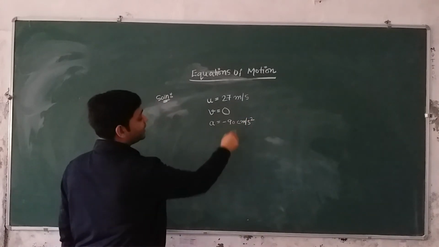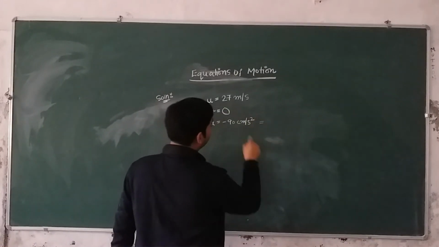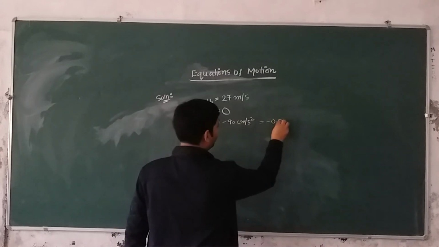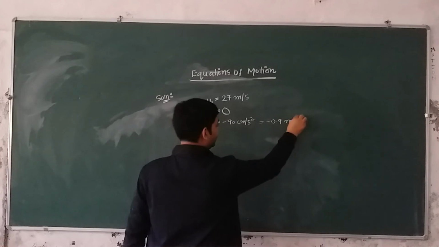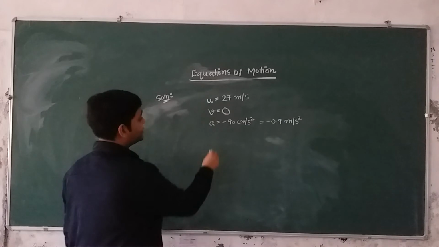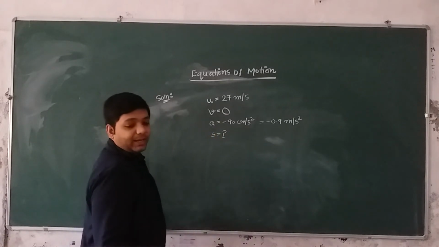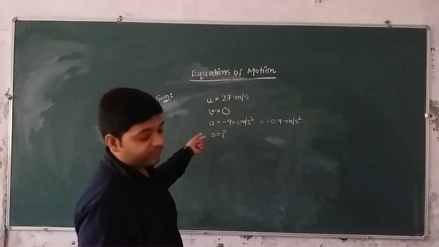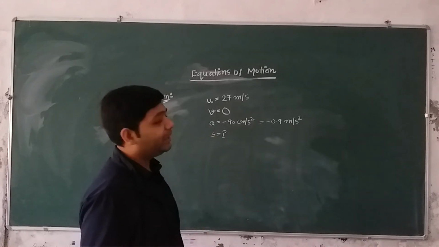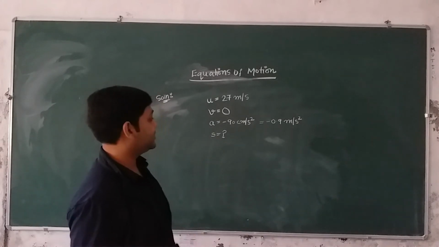Because this is not in SI, we will convert it into SI unit. What we will do? We will divide it by 100, so it will be minus 0.9 meter per second square. So this is the value of retardation, and it is asking what distance will it cover. So again S is equal to what? We will assume that the car is moving on a straight line, therefore distance and displacement will be equal, and S will be the distance covered by the car before coming to rest.